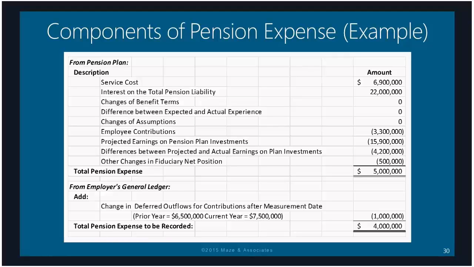In this example, the employer made $6.5 million of contributions in the prior year, which was recorded as deferred outflow in the prior year financial statements. In the current year, the employer made contributions of $7.5 million, which will be recorded as deferred outflow on this year's financial statements. Therefore, the change of deferred outflow for contributions is $1 million, which is a credit to pension expense, causing pension expense to arrive at $4 million. In our next class about how to prepare for the audit, we will discuss journal entries in detail.